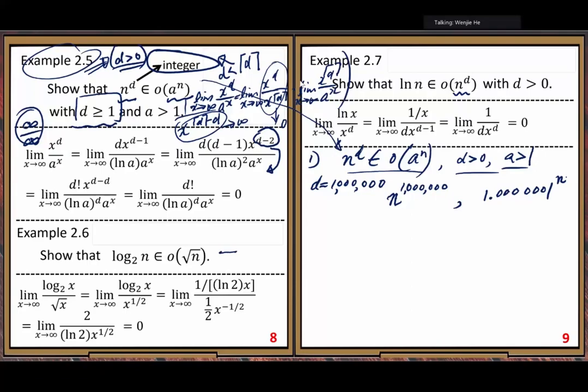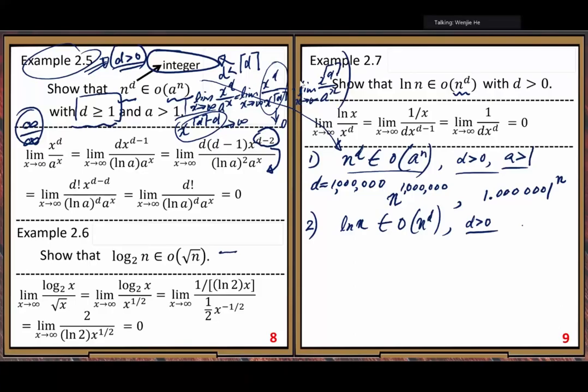The second example comes from 2.7. We know natural log of n belongs to big O of n to the d, but at this time we only require d to be a positive number. Any positive number, we have this result.